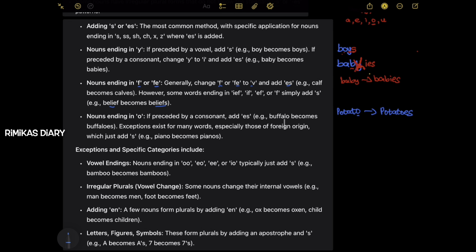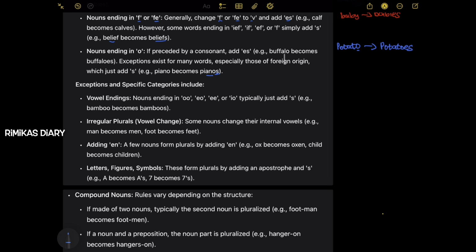Exceptions exist for many words, especially those of foreign origin, which just add s. For example, piano becomes pianos. Here you just add s. Exceptions in specific categories include vowel endings. Nouns ending in oo, eo, ee, or io typically just add s. Example, bamboo becomes bamboos. There are also other examples, like bee becomes bees.